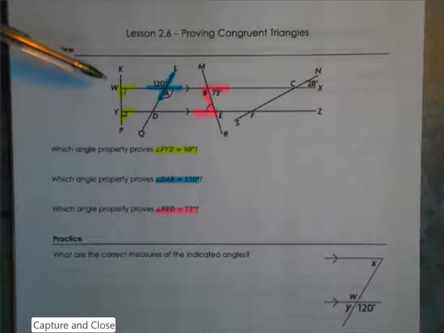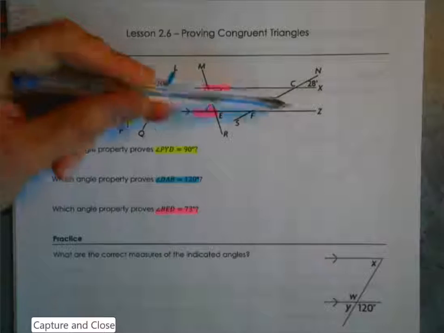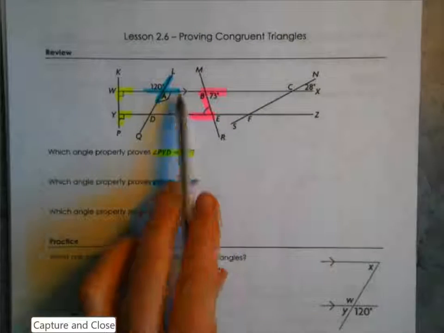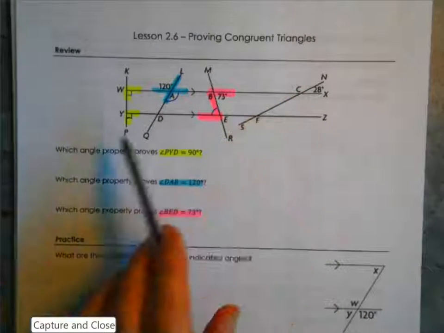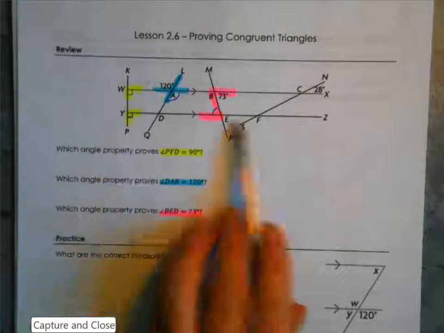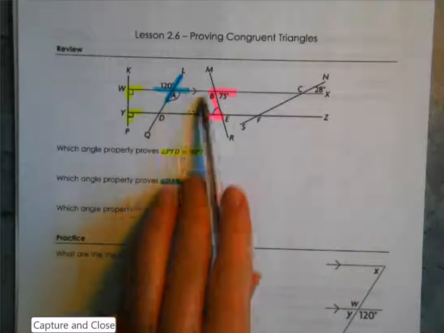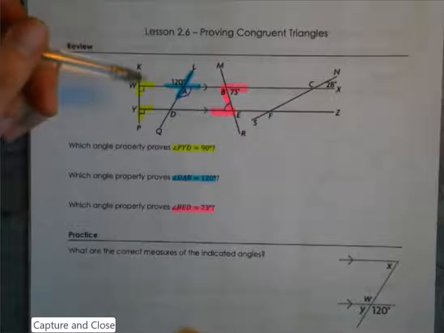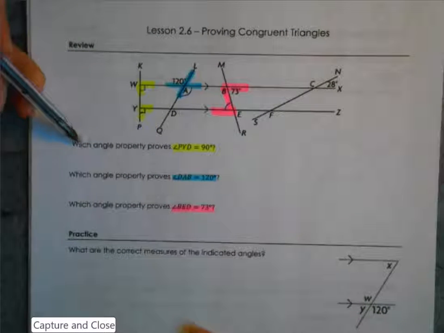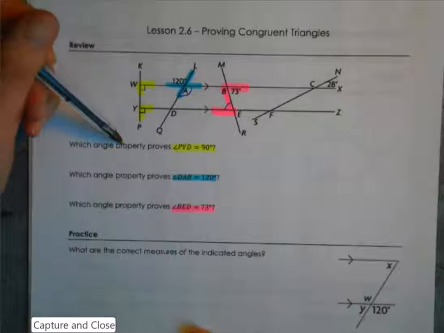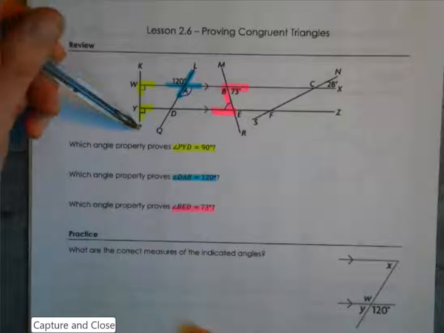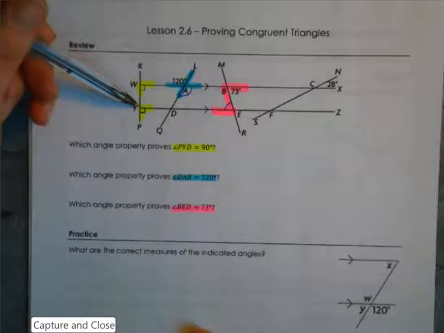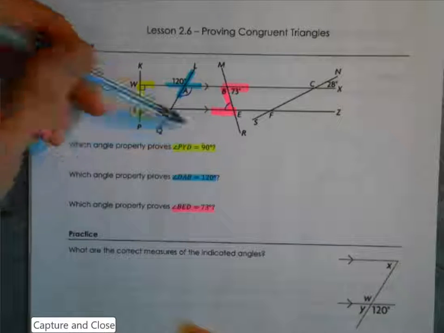So in this first one we have sets of parallel lines. Here are the little arrows showing that these 2 lines are parallel. And then we have a whole bunch of different transversals here, and we want to go through and answer a few different questions. The first one says, which angle property proves that angle PYD, so I've already highlighted these so they're easy to pick out, is equal to 90 degrees.